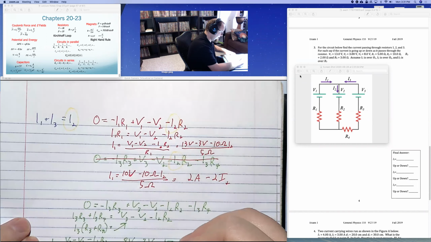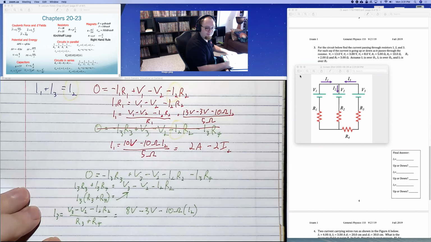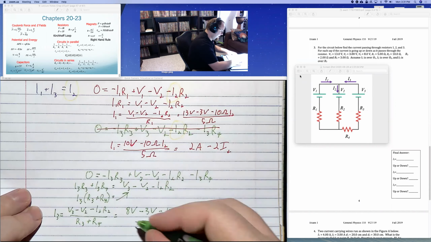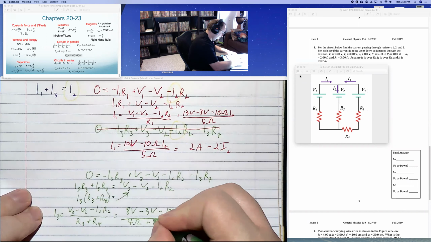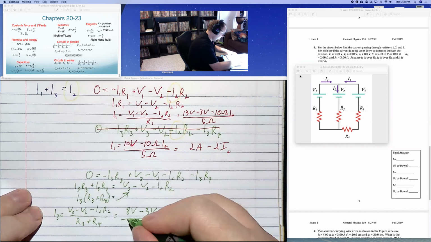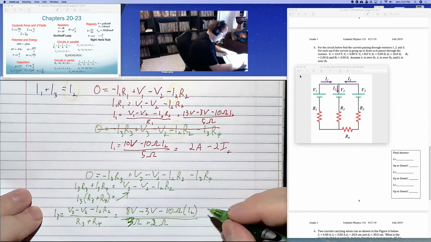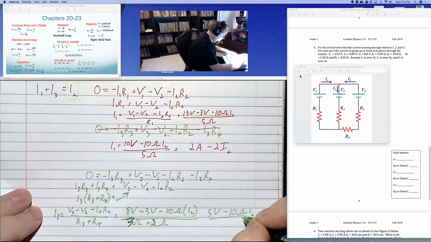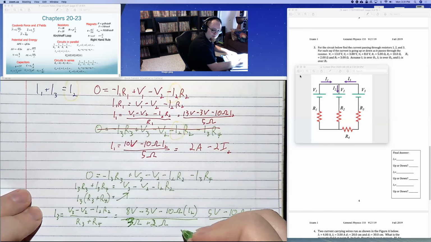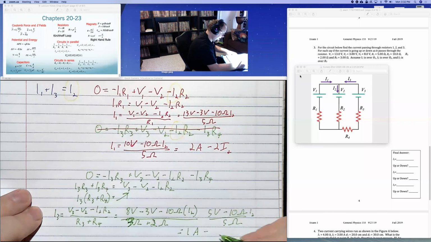R2 is 10 ohms. Could you move down the paper a little bit? Oh, yep. Sorry. And that's over 4 ohms plus... Nope, that's a lie. 3 ohms plus 2 ohms, which is 5 ohms. So 5 volts minus 10 ohms I2 over 5 ohms. I'm just going to shove this in the bottom. So that is 1 amp minus 2 I2.